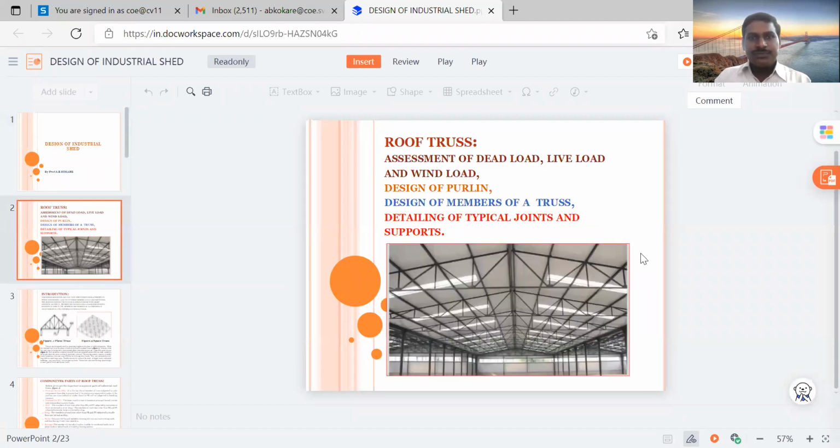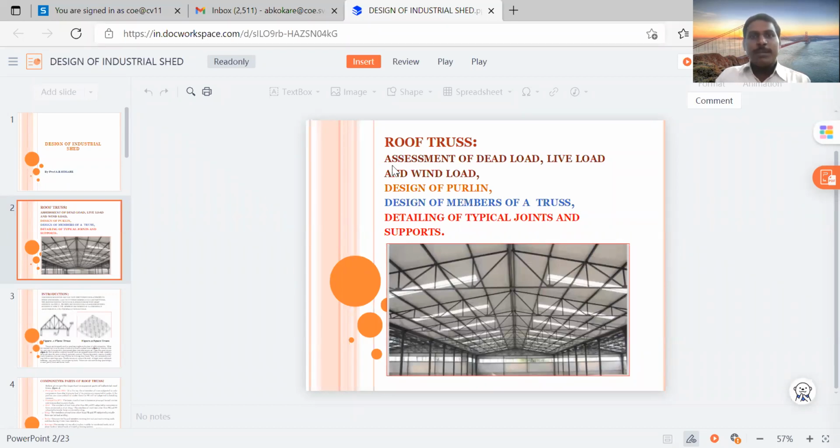Okay, so here we have to design the roof truss. In the industrial shed building, we have to design the roof truss. It means whatever roof, roof is nothing but the topmost part of any type of building. So that roof is made up of a truss in the steel structure, and that truss we have to design. So while designing the roof truss, what are the important parts we have to consider and what we have to design in this particular industrial shed.